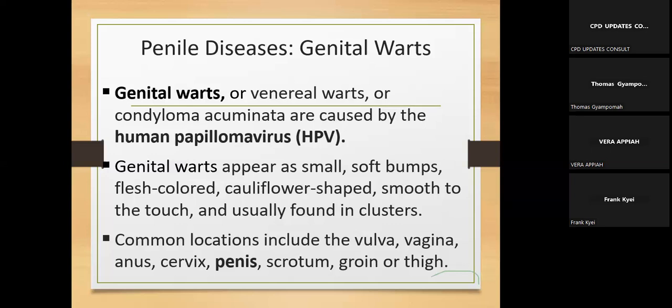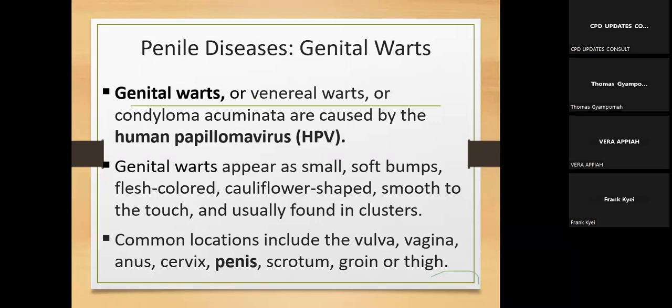And then condyloma acuminata, that's the medical name. So you can have either of them, but they are caused by human papilloma virus. They appear as small soft bumps, flesh colored, like they are part of the flesh. Cauliflower shaped, smooth to touch, and usually found in clusters. So that's how warts look. I'll share a picture of it.